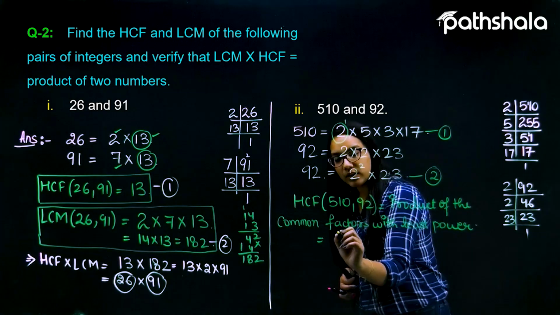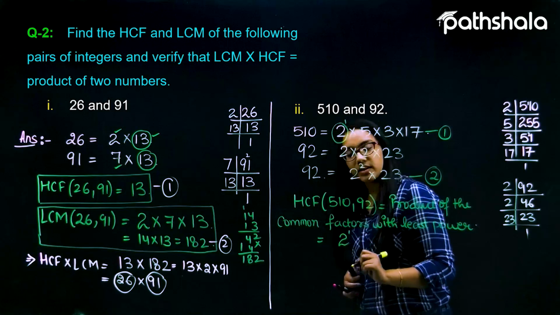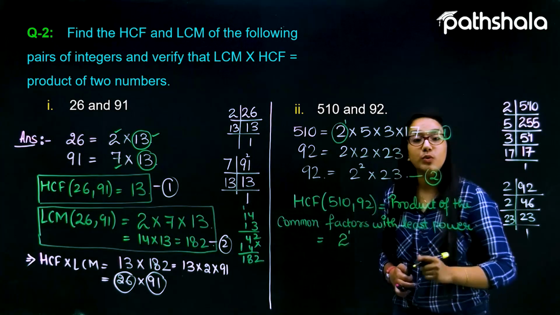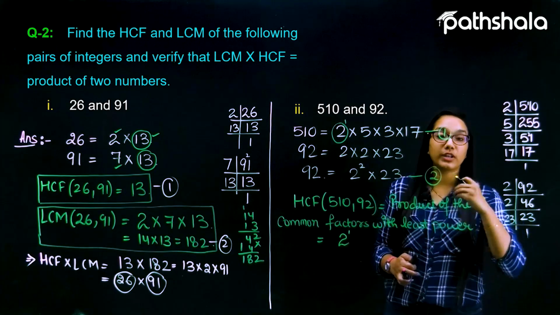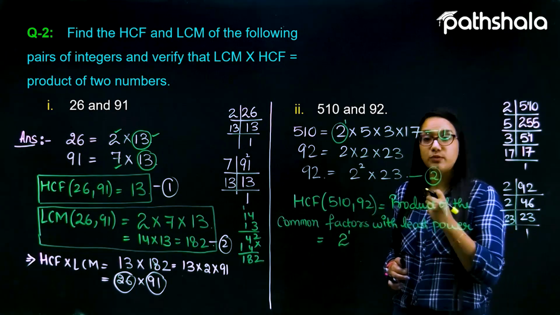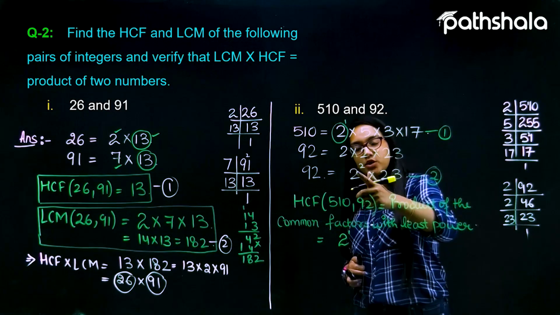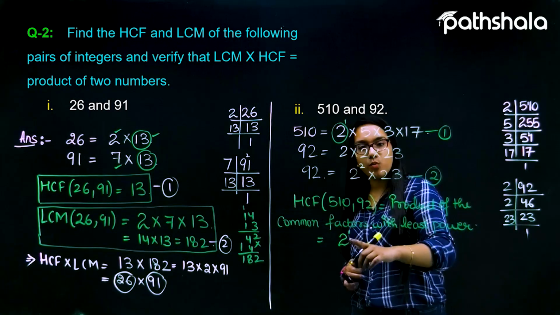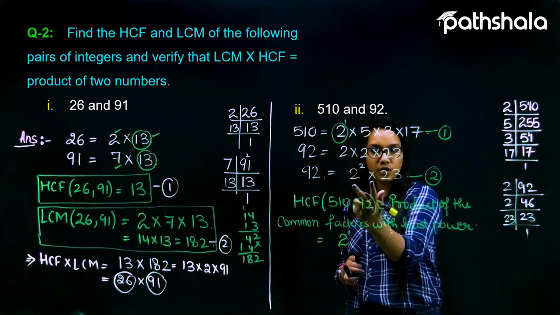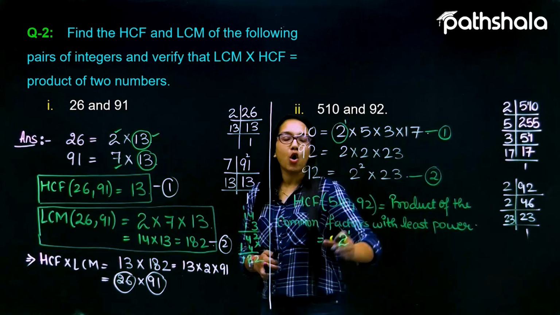So the very first common factor is nothing but 2 raised to the power 1, because we wanted to take out the HCF, and HCF always means the product of the common factors with the least power or with the smallest power, we can say. So the very first common factor is nothing but 2 raised to the power 1. Furthermore, we have nothing in common in between these two. So this is nothing but the highest common factor of these two numbers.